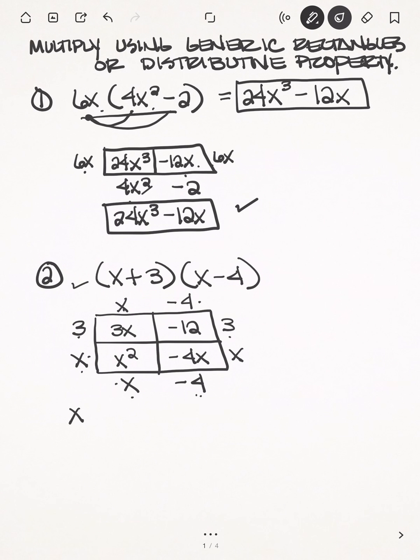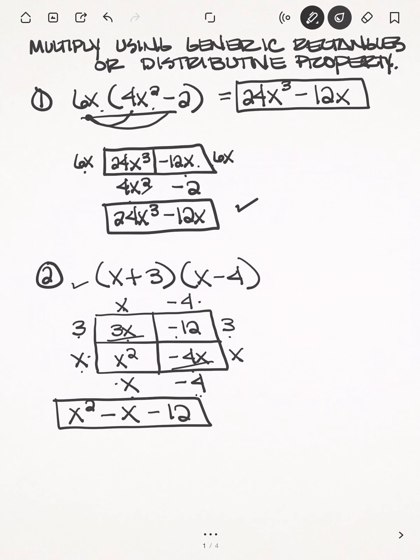I get x squared. Now 3x and negative 4x are like terms, so I can add those together and get negative 1x, or just negative x, because 3x minus 4x is negative 1x. And the only thing I have left is that negative 12. So there is my sum, my area as a sum.